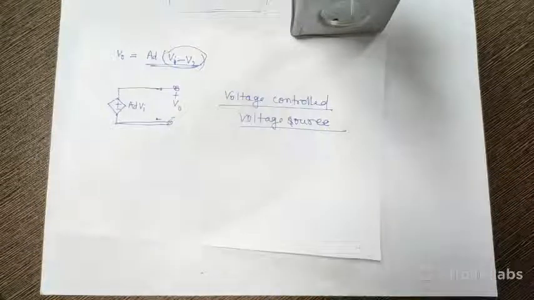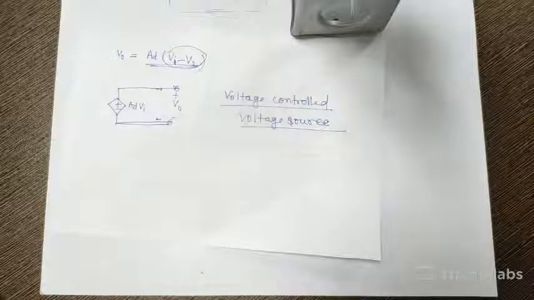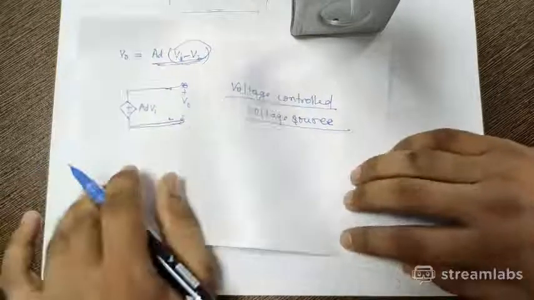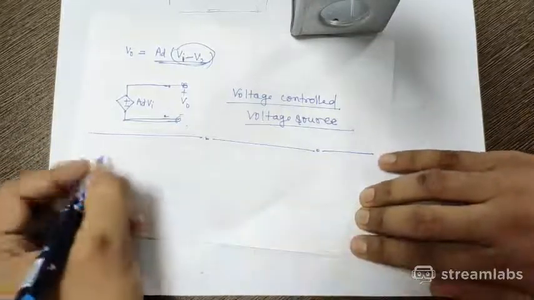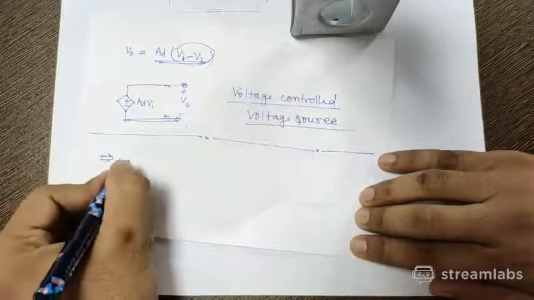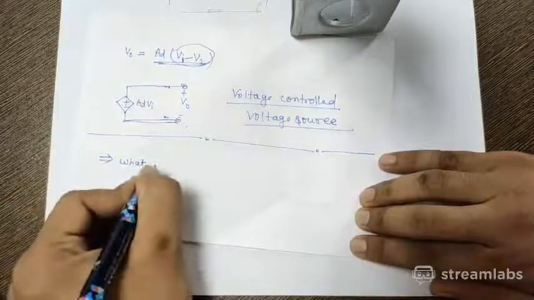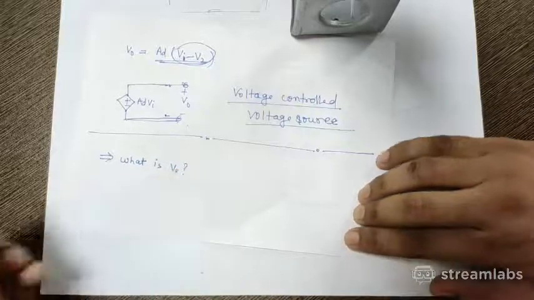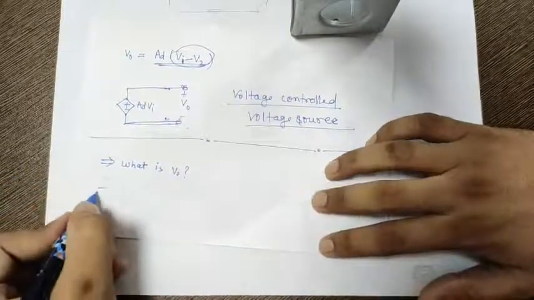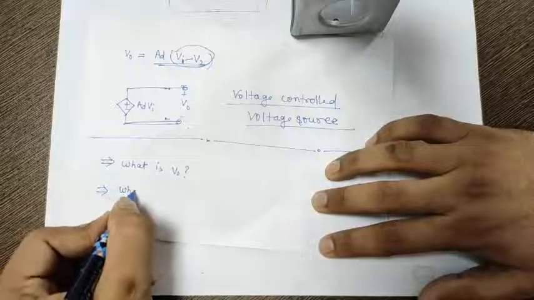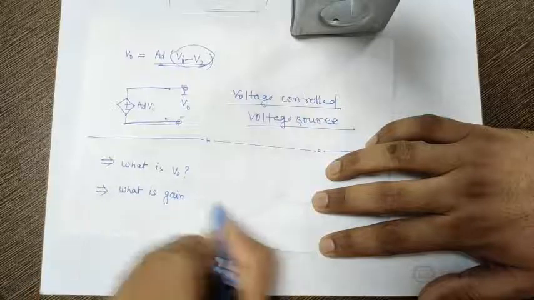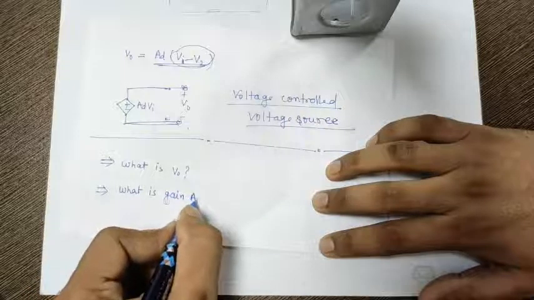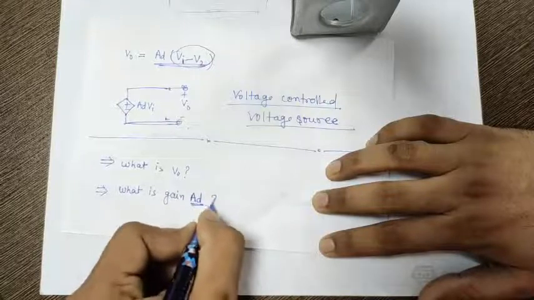Okay, next thing that I told that I will discuss is how to calculate gain. Till now, I was giving questions like, what is the output voltage, what is V0, this type of questions. But now if the question is changed to what is gain, what is gain AD, or what is the gain of the circuit, then how can this gain be calculated?